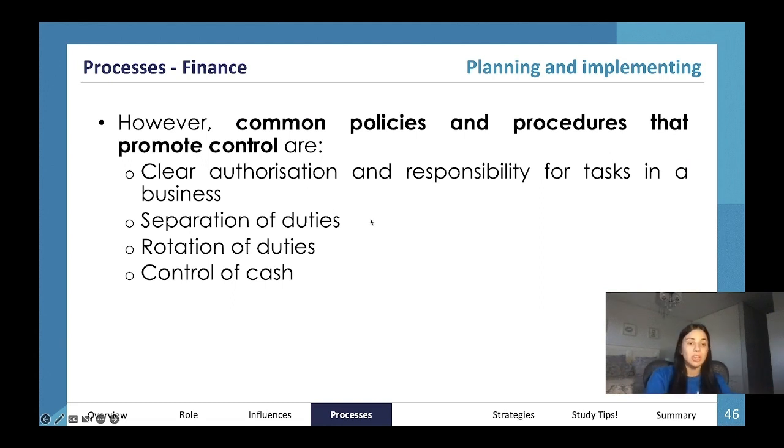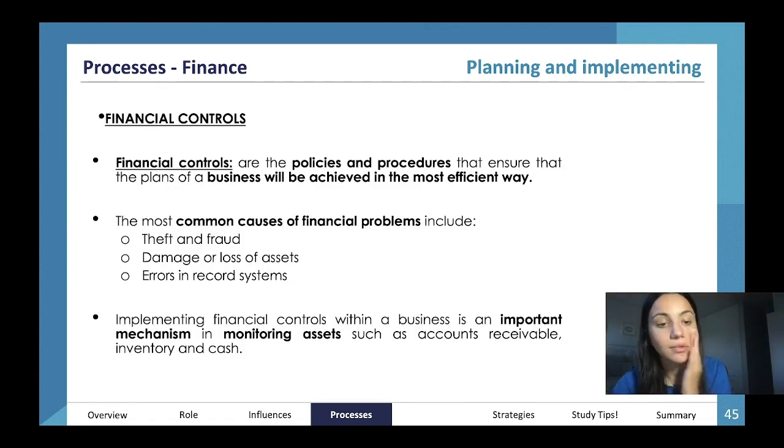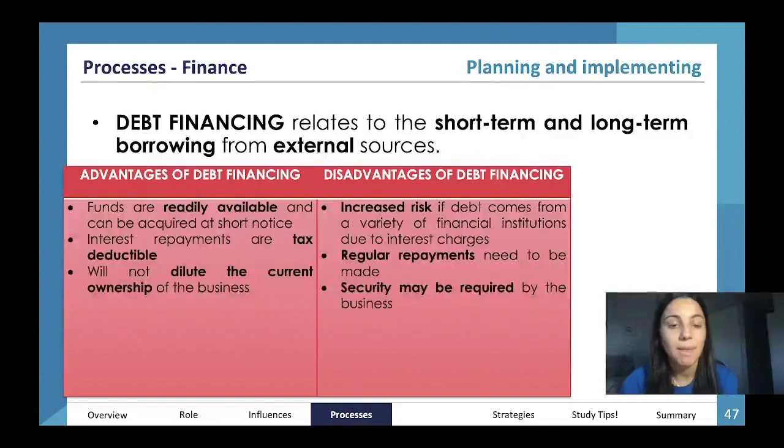While if you're doing a separation of duties and a rotation of duties, and each of those duties have clear authorization and responsibility, you're more secure and stable because more people are going through it, which means naturally there's more checking and naturally you can pinpoint where any of these common financial problems may begin.